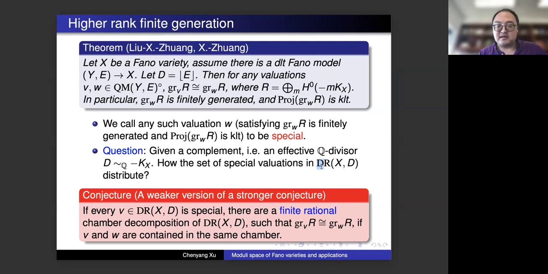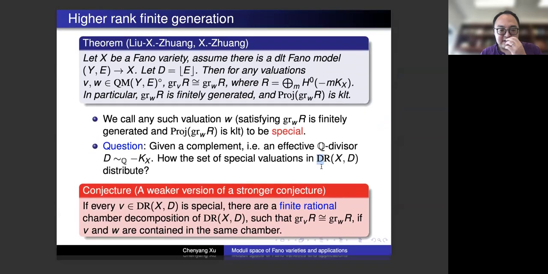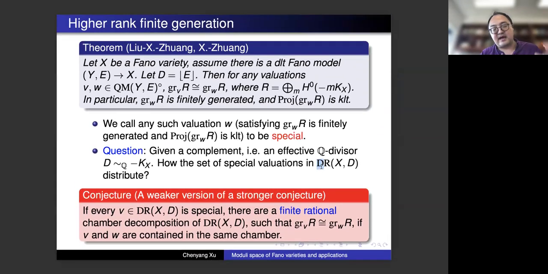So one question, a weak version of the question, is that if I assume that every valuation in my dual complex is special, can I find a finite rational chamber decomposition of this dual complex such that for V and W, the graded rings are the same as long as they belong to the same chamber? So somehow there is a kind of cone theorem type structure, a chamber structure, but now it's not for combinations of divisors. It's for valuations.